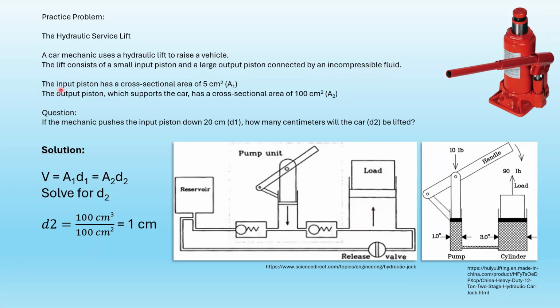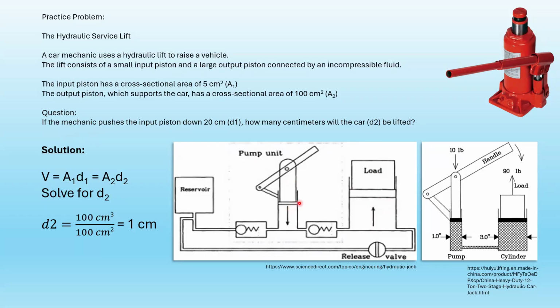The input piston has a cross section of 5 square centimeters. So here's the area 1, in centimeters squared. And the output piston, which supports the car, has a cross section of 100 square centimeters. All right, what's the question here? If a mechanic pushes down the input piston 20 centimeters, so that thing goes down 20 centimeters, how many centimeters will the other piston go up?